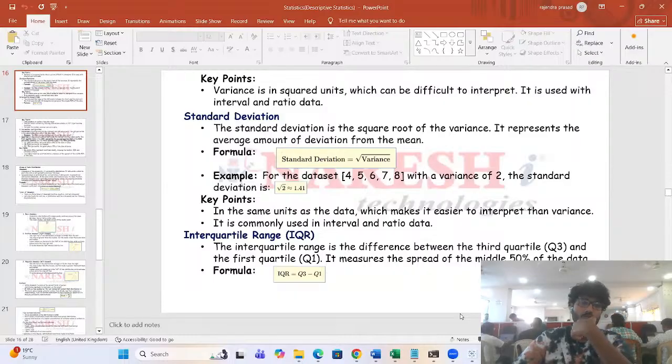Then we started learning about the interquartile range, IQR. IQR is a measure of dispersion, but it has a specific purpose of identifying the outliers. Yesterday I also showed you the programming as well. IQR is calculated using the formula Q3 minus Q1. Here Q3 means the third quartile, Q1 means the first quartile.